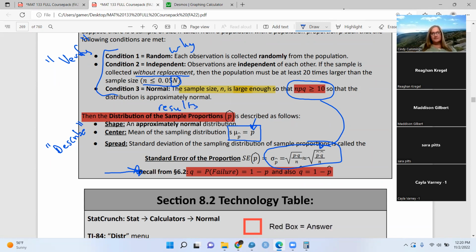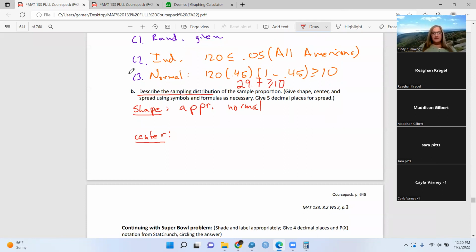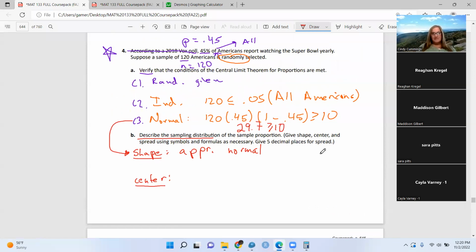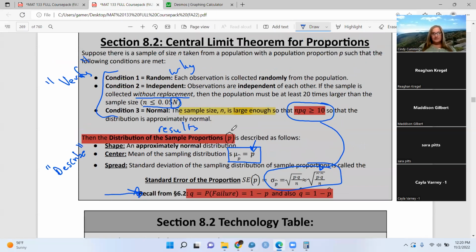So you don't need to show any work or anything. You're just going to say it's approximately normal. You could say because of condition 3. You already did that work, so you don't have to do it again. Got it. That's why it's approximately normal. We're talking about the same thing here. Down here, we're saying the shape of the sample proportions is going to be normal. And down here, we're saying, will the shape of the sample proportions be normal? Yes, it will if our sample size is big enough.